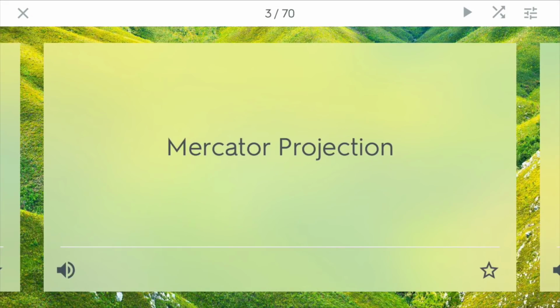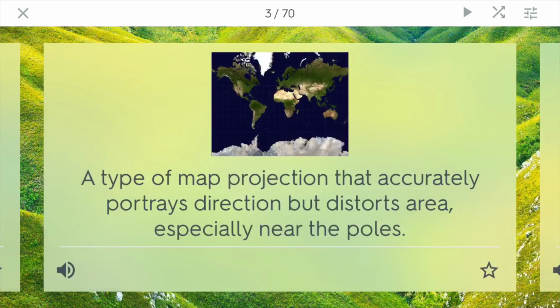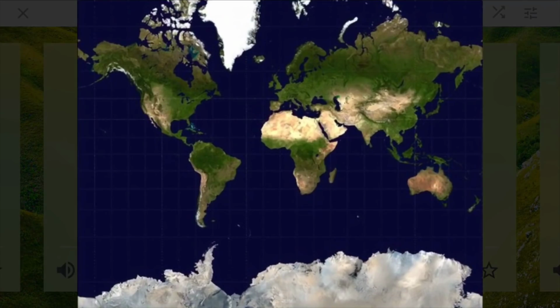The Mercator map projection is a type of map projection that accurately portrays the direction of continents, but it distorts the area, especially near the poles. So Greenland looks ridiculous, as does Antarctica.